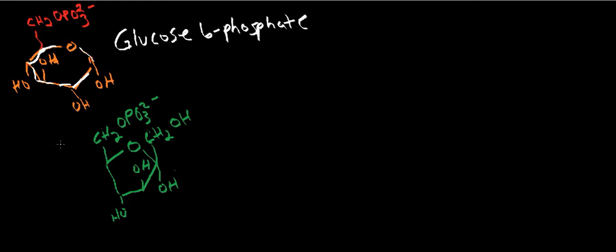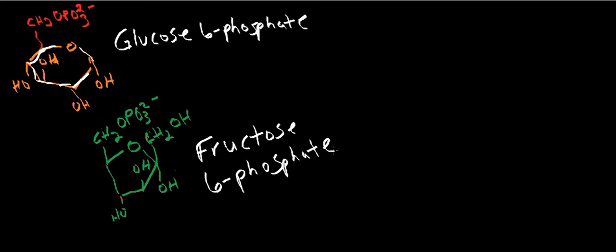But here again, fructose 6-phosphate, still a 6-carbon molecule, if you count them. So 1, 2, 3, 4, 5, 6. And that's the easy way to follow the carbons throughout glycolysis: number them. So again, that was fructose 6-phosphate.